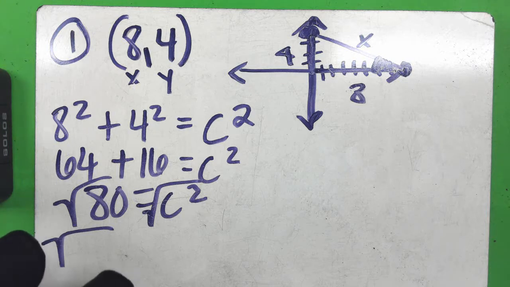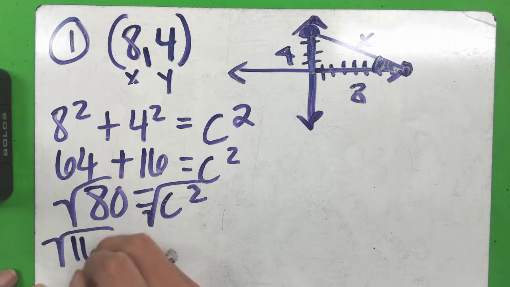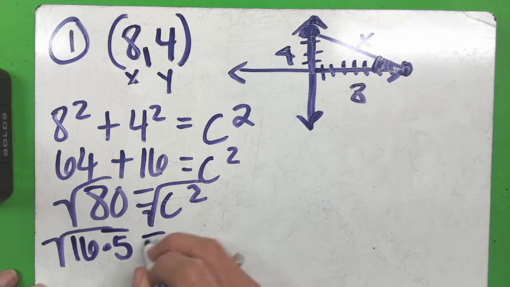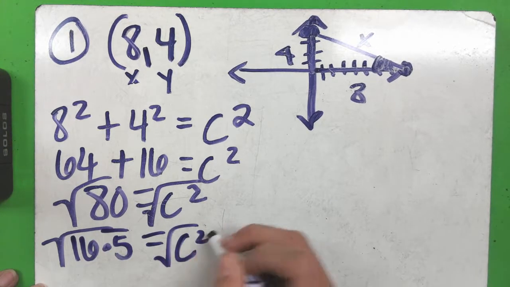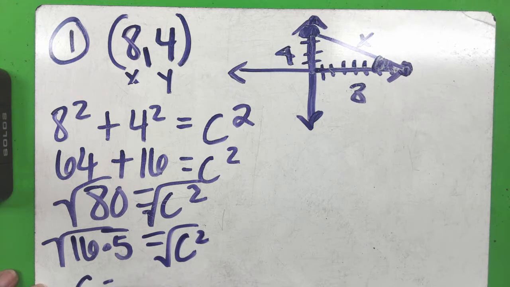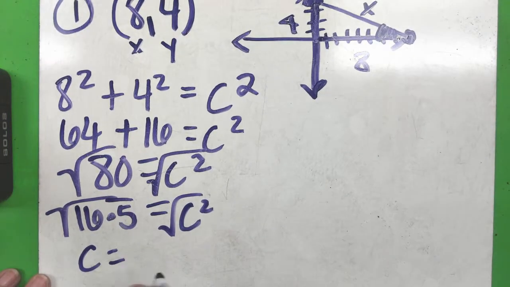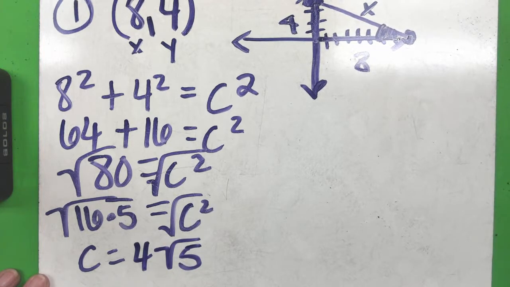Alright, 16 times what equals 80? 5. So, we can rewrite C as what? 4 square root of 5. Very good. Square root of 16. That's why we broke it up. That's why we took out a perfect square, so we could take that square root.